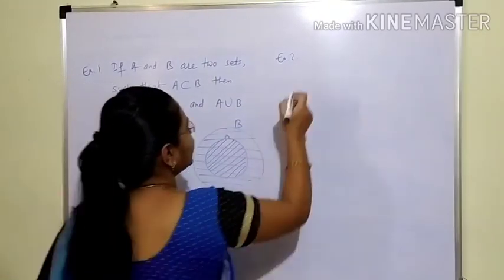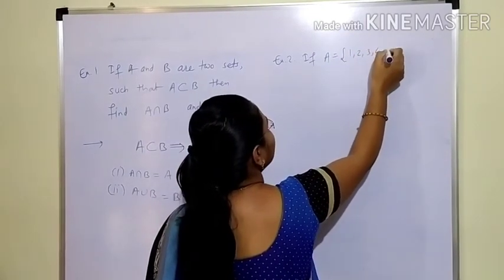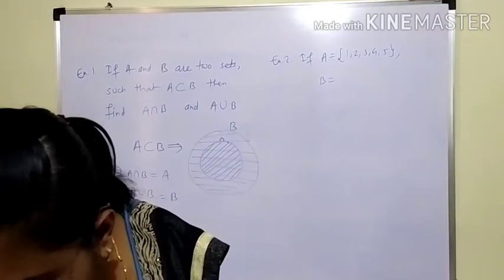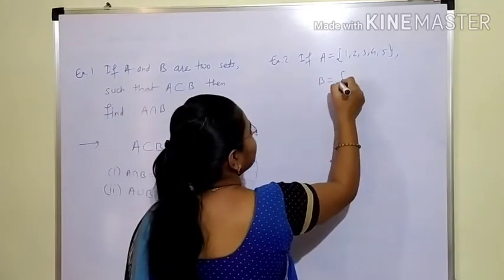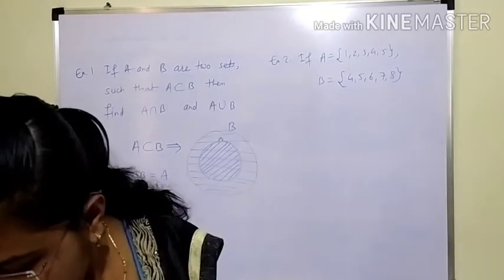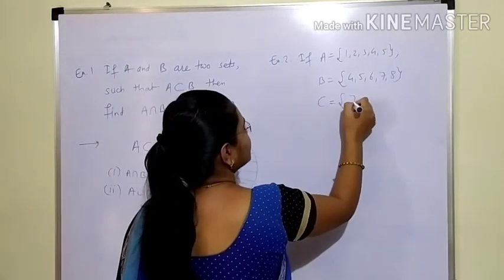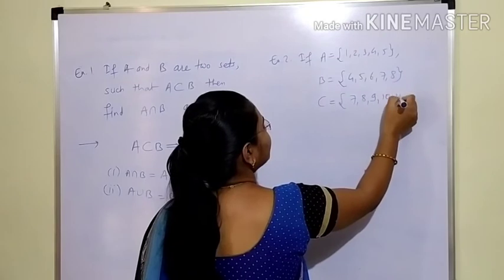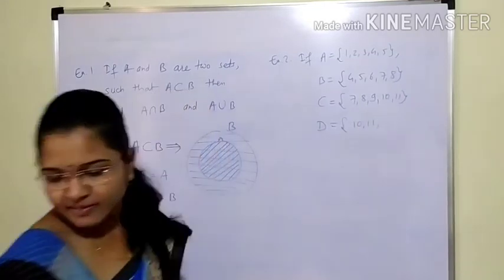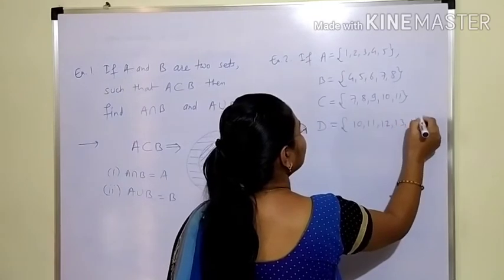If set A has elements 1, 2, 3, 4, 5, set B has elements 4, 5, 6, 7, 8. Set C has elements 7, 8, 9, 10, 11. Set D has 10, 11, 12, 13, 14.